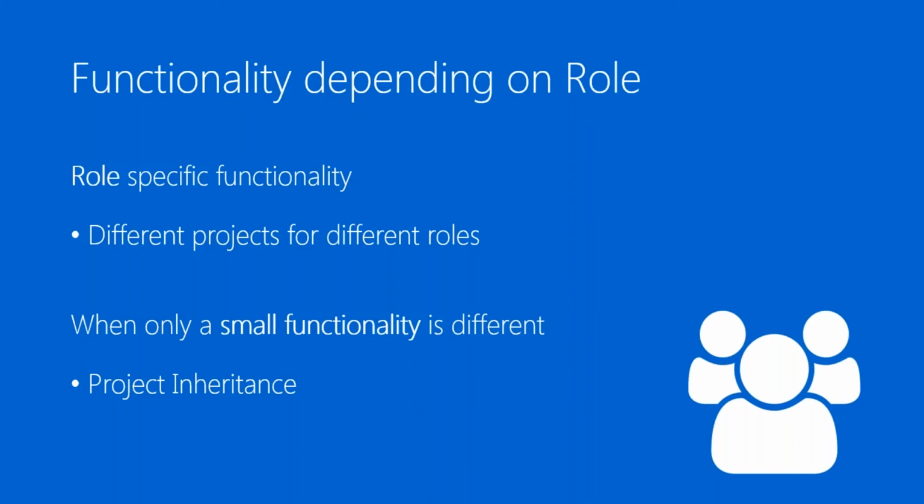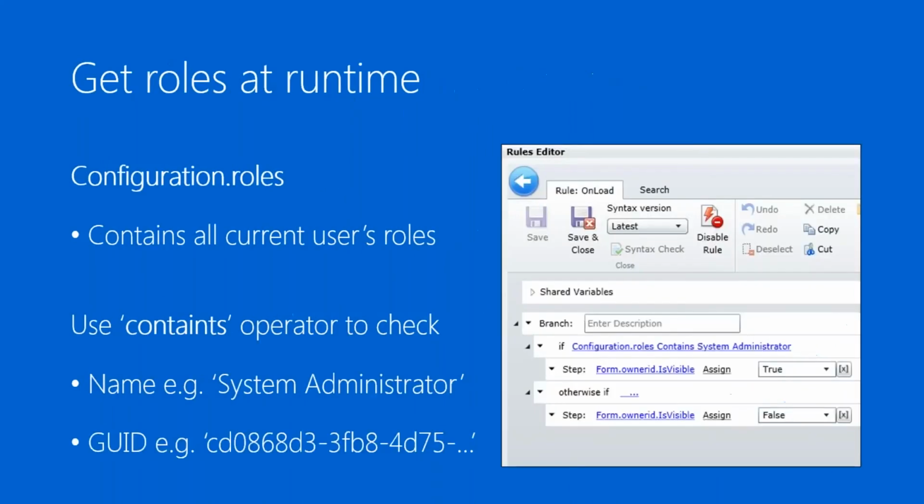But when there is only a small bit of functionality different, what you could do is use the project inheritance, so the project hierarchy I just talked about, but that also seemed like too much for such a small thing. So right now, in version 10.1, you can get the user roles at runtime on the form rules, on the view rules. Configuration roles now contains all roles that a user has, so you can check using the contains operator if it's a system user, if it's a manager, if it's anyone else.